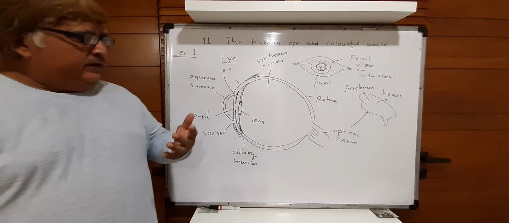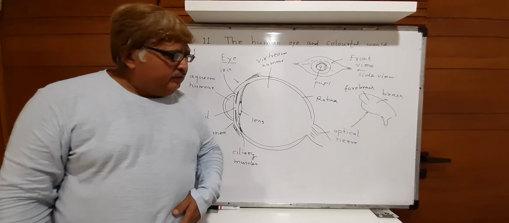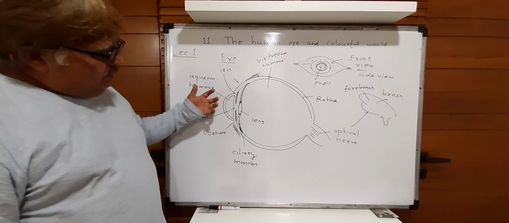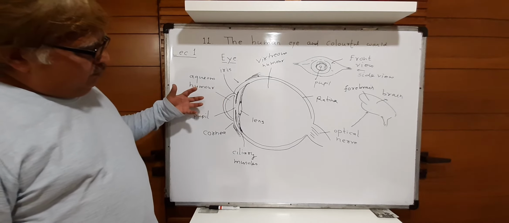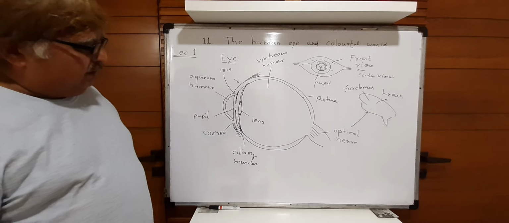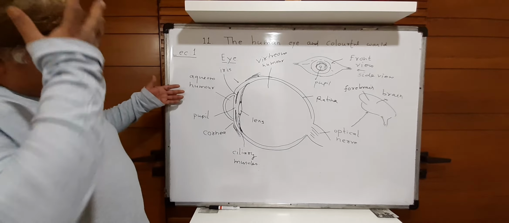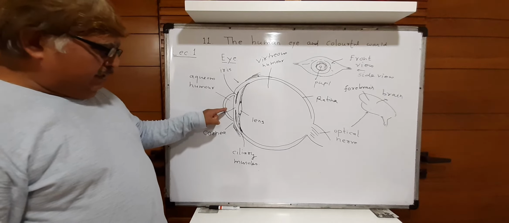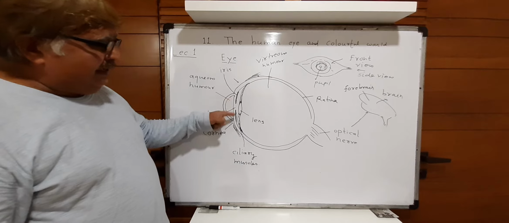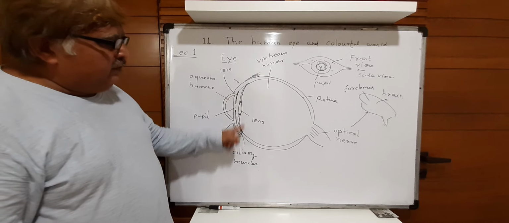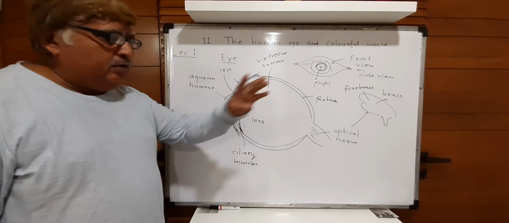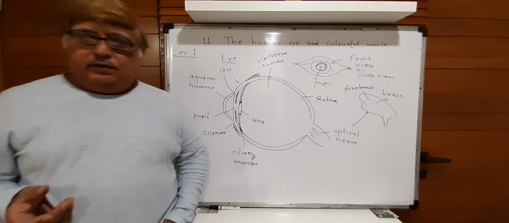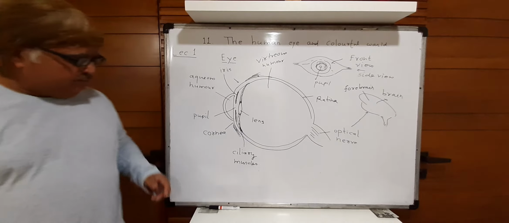Detailed discussion of the brain will occur in biology. Okay, now what happens? Let us try to understand the function of each and every part in detail. We will start from the cornea, then aqueous humor, pupil, iris, ciliary muscle, lens, retina, optic nerve, etc. Let us try to study this.